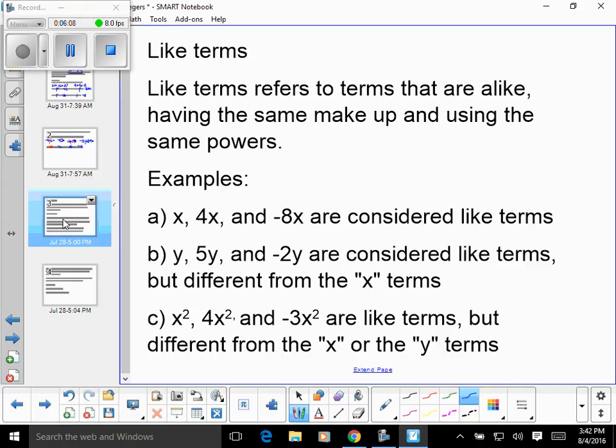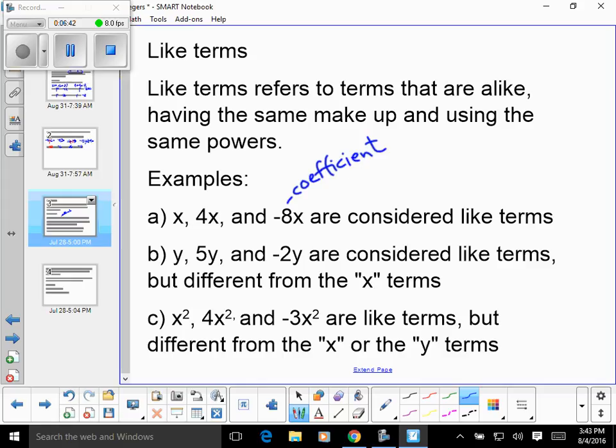The coefficients, remember this is the coefficient, really doesn't matter as much as the variable and its power. In this case, x to the first. In B, y, 5y, and negative 2y are considered like terms with one another, but they are different from the x terms. We can't add an x and a y, for example.